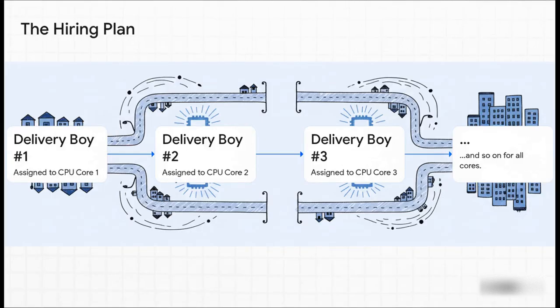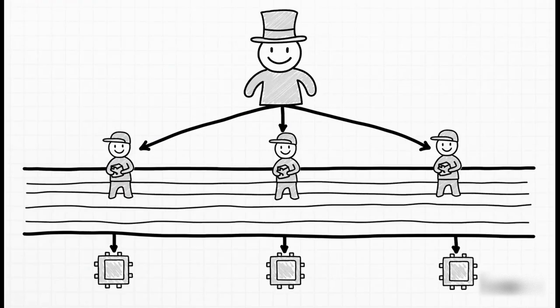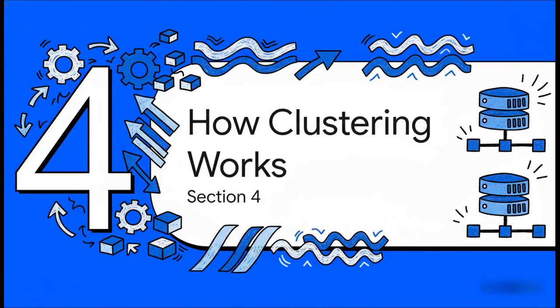And just like that, the mayor rolls out his new plan. He's not just hiring a bunch of people randomly. No, he's smart about it. He assigns delivery boy number 1 to CPU core 1. Delivery boy 2 gets core 2, delivery boy 3 gets core 3, and so on, for every single available core. And that, my friends, is Node.js clustering. It's that simple. The mayor is the master process, and the delivery boys are the worker processes, each running on its own CPU core. So now that you get the basic idea, let's dive a little deeper.